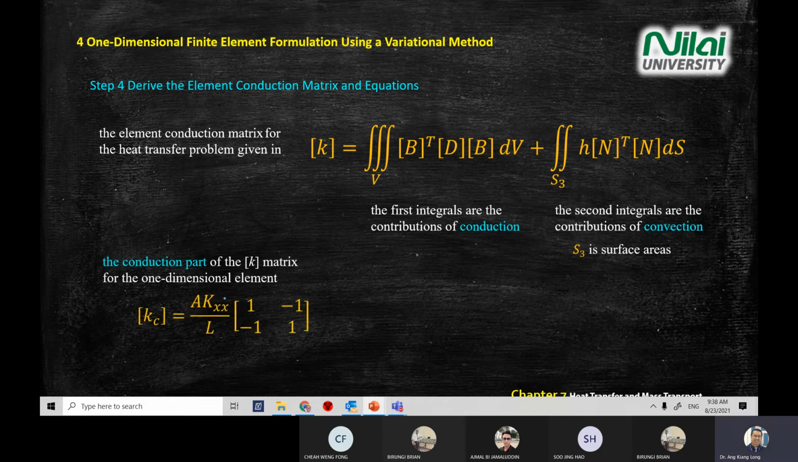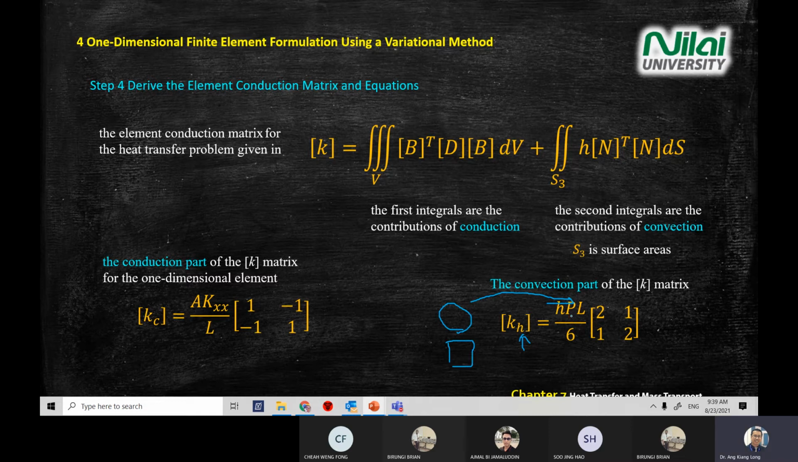Okay, so this one is just a side note. When you consider conduction, you use this equation in matrix form. Kc means conduction. You use A, Kxx divided by L, times the matrix 1, -1, -1, 1. While for convection, your K matrix is KH, representing convection, written as HPL divided by 6. Again, the P here is not pressure, but is a perimeter.